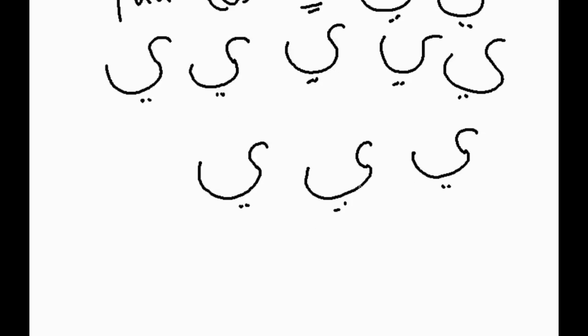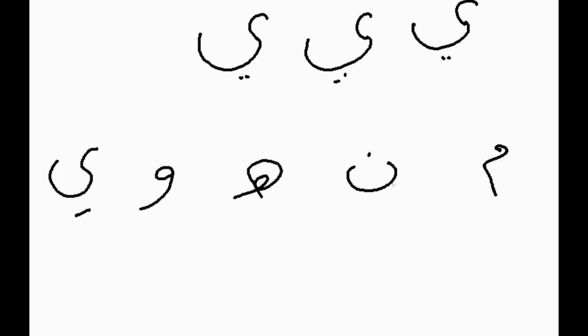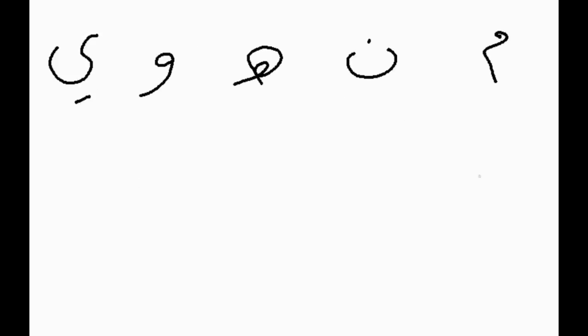Now, how these letters look inside words. So we have meme, noon, ha, wow, and ya. Now, if you start with meme at the beginning of the word, it's a full circle with an extension to be connected to the next letter. It's really simple. Same here, but you don't add the coming-down stick. A full circle connected to the next one.